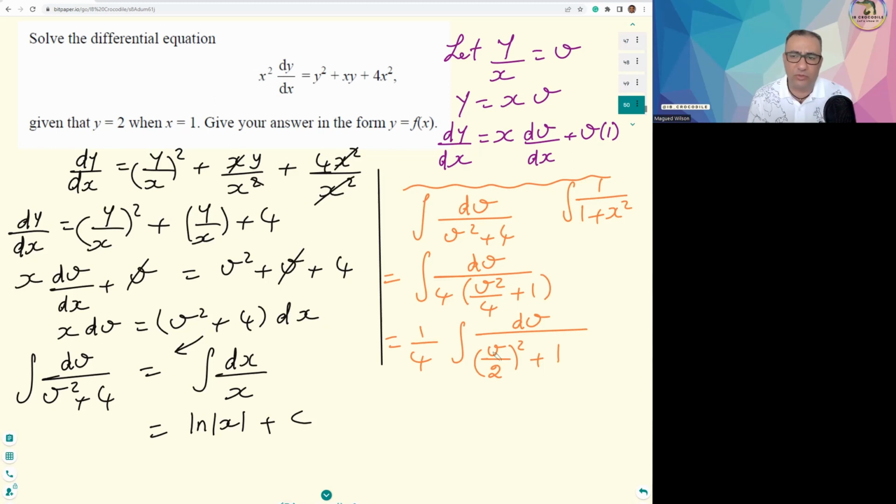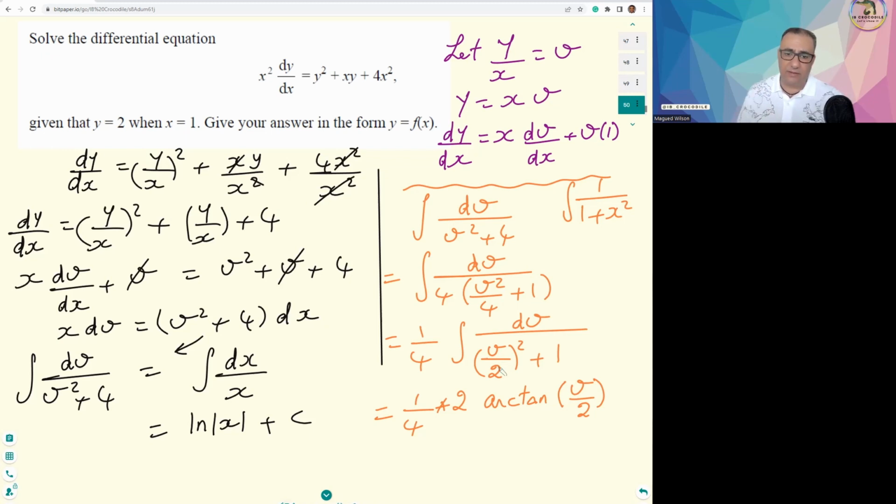So what I'm going to do here is just use inspection. I will say 1 over 4, and then divided by half, or basically times 2, and then it's going to be arctan, or tan inverse, of v over 2. I had to multiply by 2, or divide by half, because I had here v over 2, not only v.